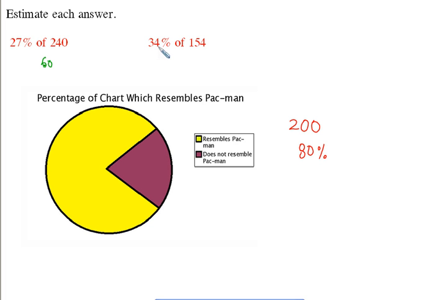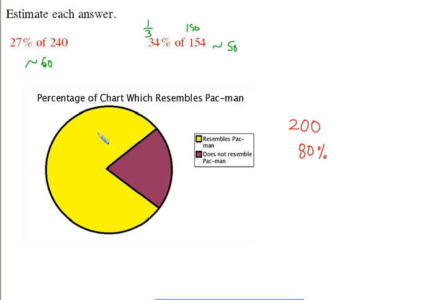Now 34% of 154, well, if we're just asking for an estimate, this is going to be 33.333, so that's a third. And this we change to about 150 because that divides easily into three pieces, so it's just going to be about 50. Remember, these are estimates, so it's not exact.